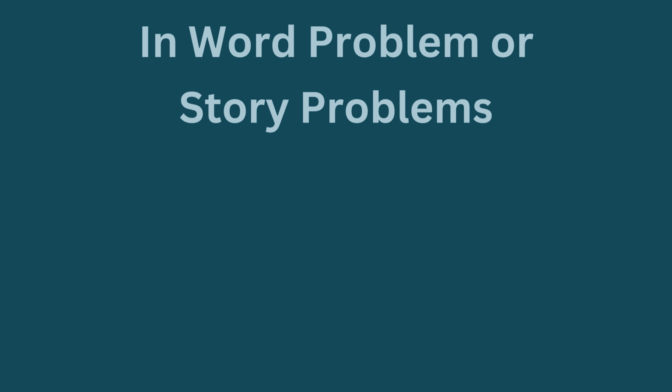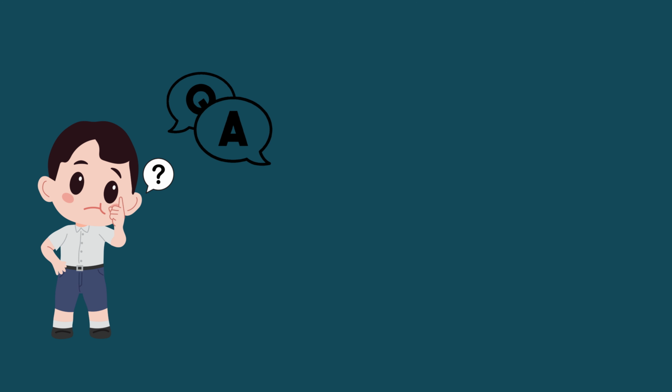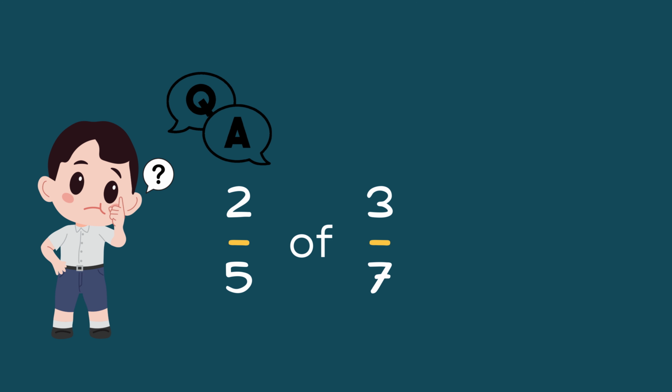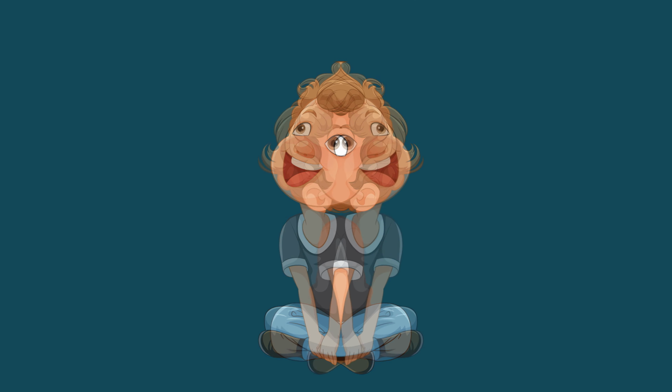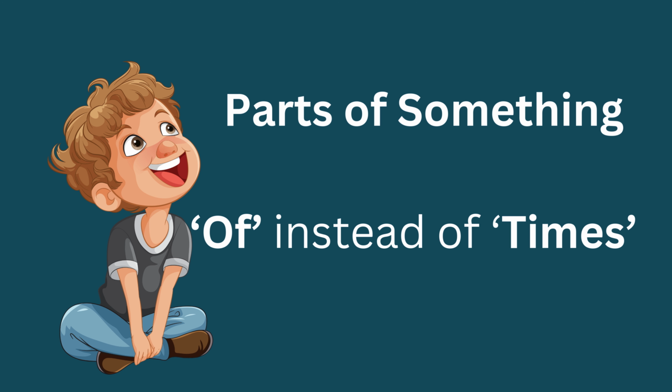Here's another pro tip. In word problems, when you see the word "of," it usually means times. For example, if someone asks, "What's 2/5 of 3/7?" Don't stress. It's just asking for 2/5 multiplied by 3/7. So, whether you think of fractions as division problems or part of something, the method for multiplying them is always the same. Especially in word or story problems, you'll see multiplying fractions written using the word "of" instead of times. So if you are asked, what's 3/4 of 2/3? Now you'll know they just mean, what's 3/4 times 2/3?